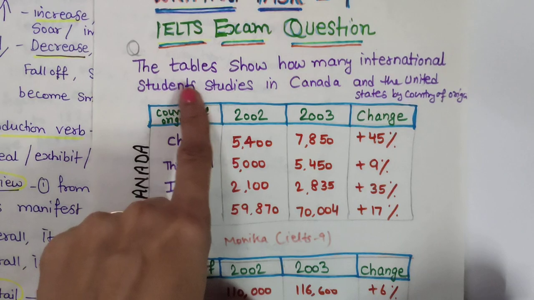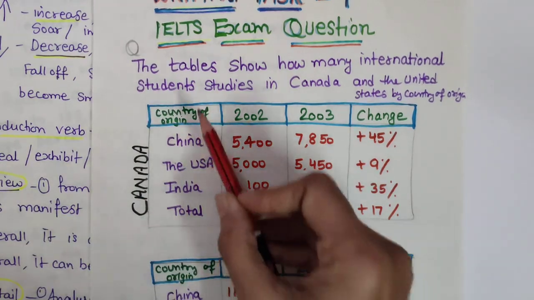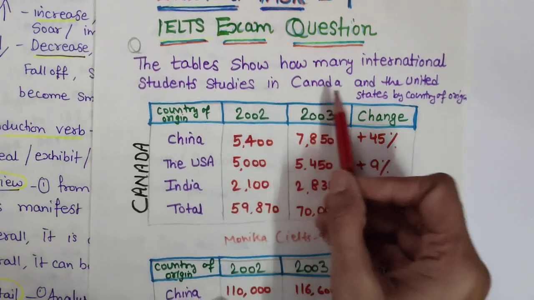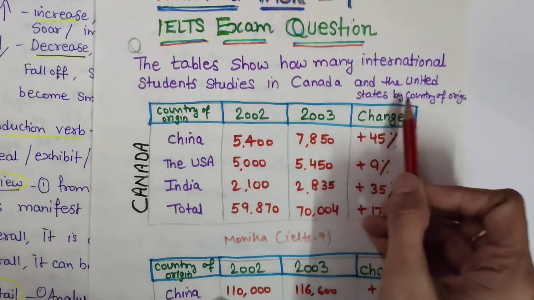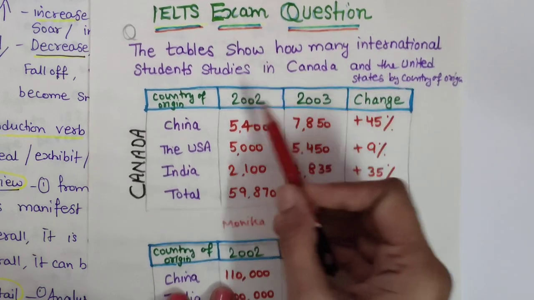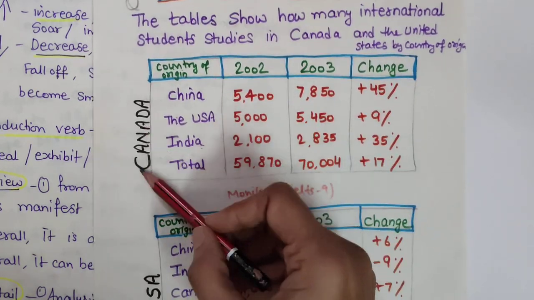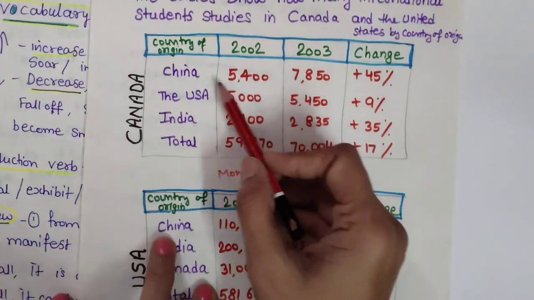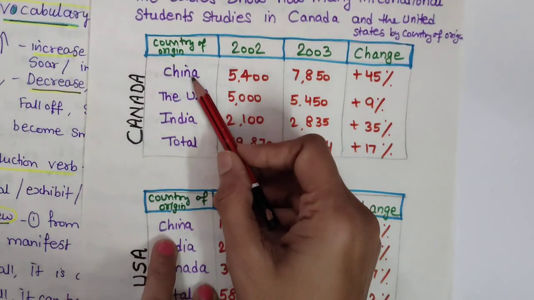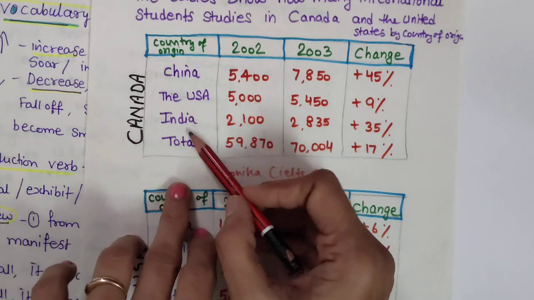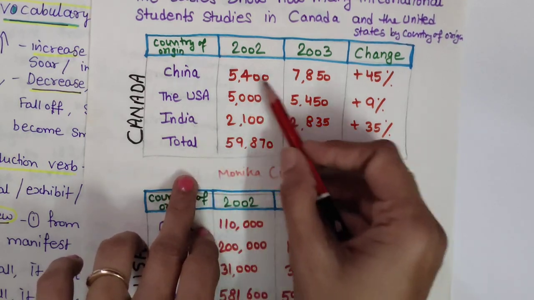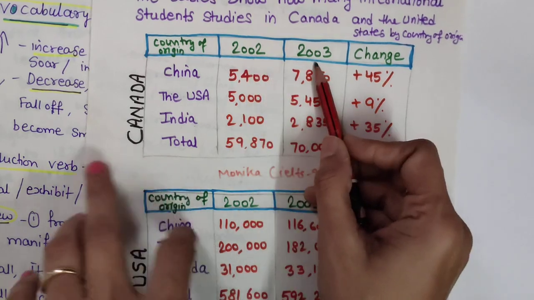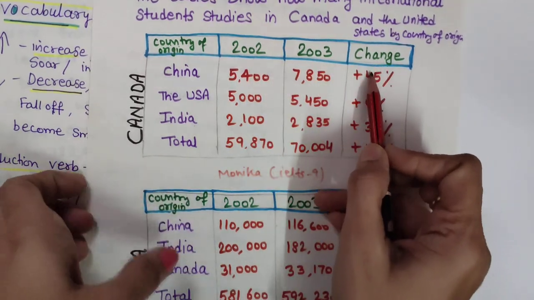Before that, we will read the question statement. The tables show how many international students study in Canada and the United States by country of origin. So two tables are there, one for Canada and another for USA. Here you have been given the country of origin, meaning these students are from China, the USA, India, and the total number of students and percentage. There are 2 years, 2002 and 2003, and the change is also given in percentages.